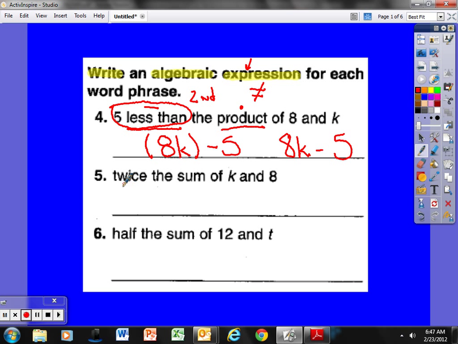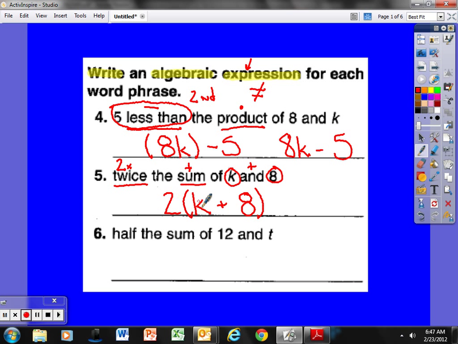Okay, let's look at number 2. Twice the sum. Sum means to add, and I'm adding k plus 8. Now twice the sum means I'm doubling it, so I am multiplying it by 2. Now if I just write it like this, 2 times k plus 8, remember, according to PEMDAS, I multiply before I add, but it says twice the sum of. So that means I already found the answer to k plus 8, so this must be in parentheses because I'm doubling the sum of these two.